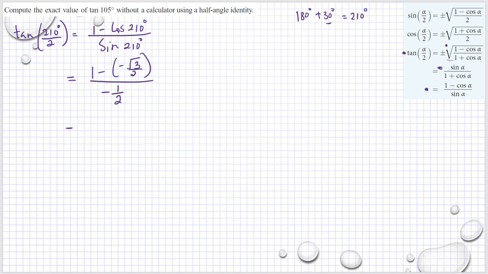Okay, let's continue. If we expand 1, it becomes 2, and then plus square root of 3 over 2, multiplied by the reciprocal, negative 2 over 1. Then this will become negative 2 minus square root of 3. And we know that tangent in the second quadrant is negative, so it's alright to have this as it is.